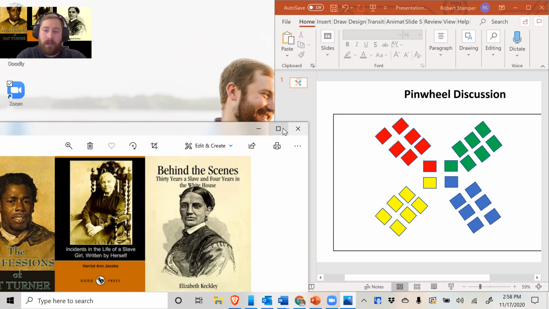So what would end up happening is that you would split the class into four different groups. Three of the groups would be responsible for the texts themselves. One group would be for Behind the Scenes, one would be for Incidents in the Life of a Slave Girl, and one would be in charge of the Confessions of Nat Turner. For the pinwheel discussion imagery that I have here on the side, and I'm hoping that this shows up clearly for you, I would refer to these as the blue, the yellow, and the red group. Each group would be in charge of just one of those.